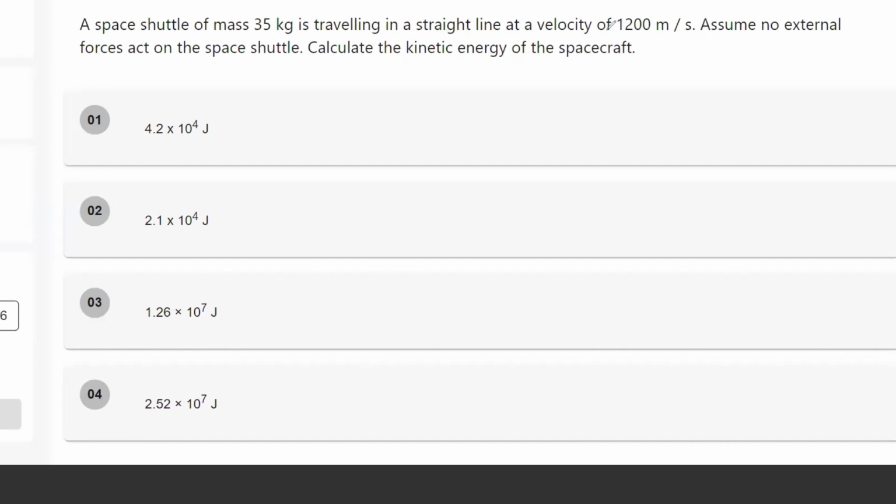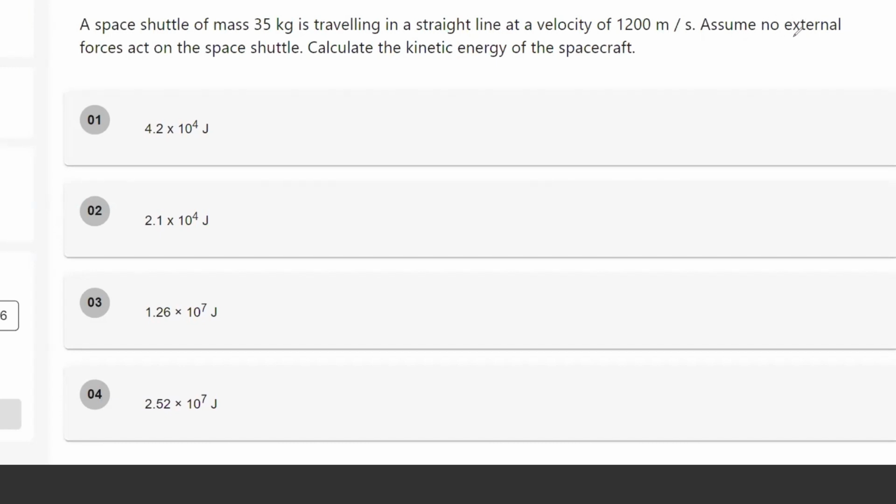Now that we have covered the theory for this topic, let's have a look at some past paper questions. A space shuttle of mass 35 kilograms is traveling in a straight line at a velocity of 1,200 meters per second. Assume no external forces act on the space shuttle. Calculate the kinetic energy of the spacecraft.